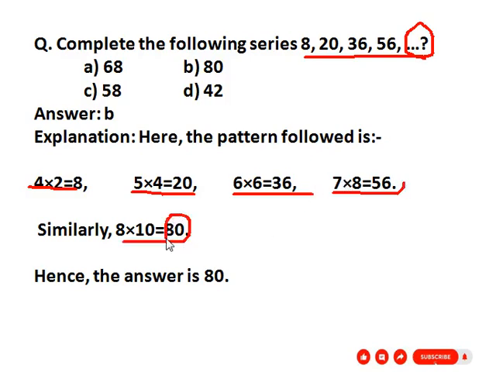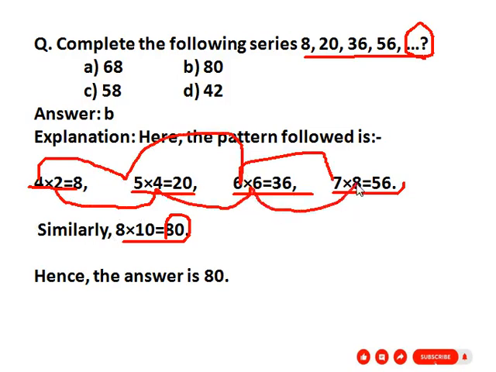Which pattern is given here? 4 into 2, 8. In first number, 4 into 2, 8. Then 5 into 4. See here, 4, 5, 6 and 7. Then multiplication into 2, into 4, into 6, into 8. So similarly, 8 into 10 is 80. So our correct answer is 80. Here given option B, 80.